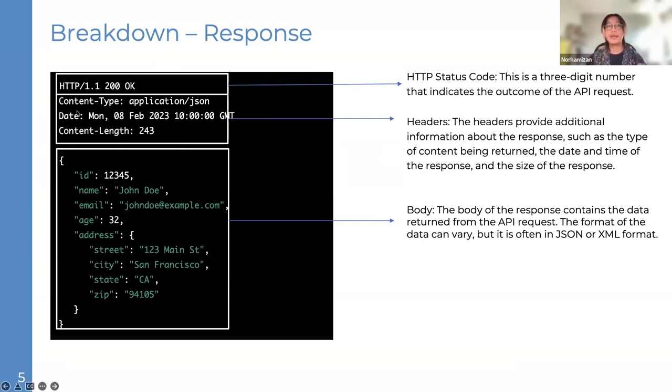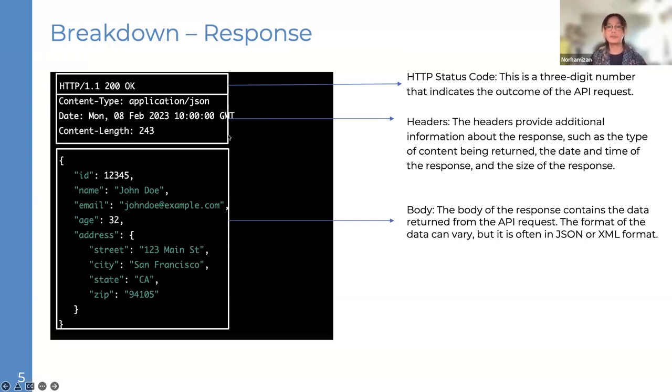And then we have the header inside the response. It is additional information, some sort of metadata about the response. So right now, the header would specify that we are receiving a JSON response with the timestamp as well as the content length. And then we have the body, where you can access the data inside. It can be in lots of formats, but usually it will be in JSON or XML.